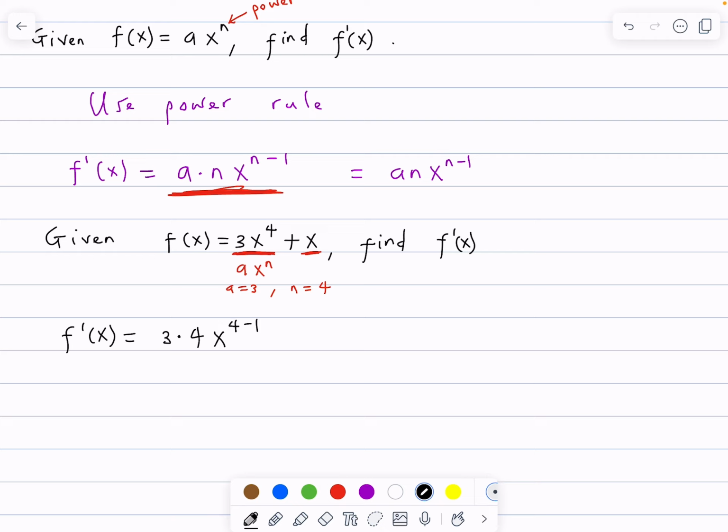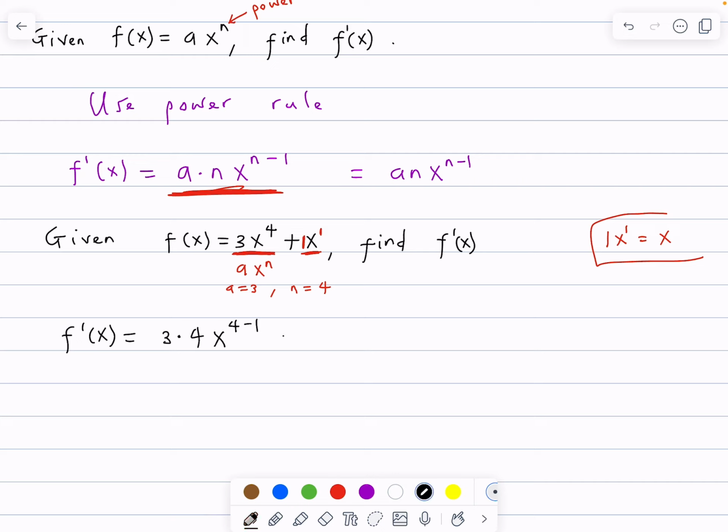How about the second term, which is x? How can I find the derivative of that? The question is, what is the power? The power of x is just 1. And in this case, my a is just 1, because I have 1x to the power of 1. This is just the same thing as x. So the same thing I'm just going to apply.